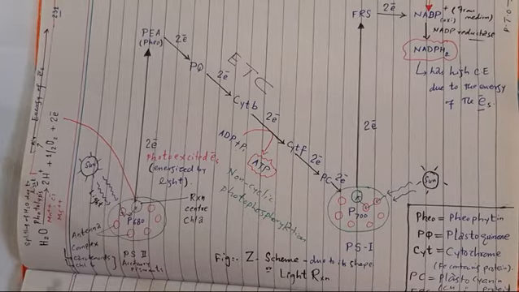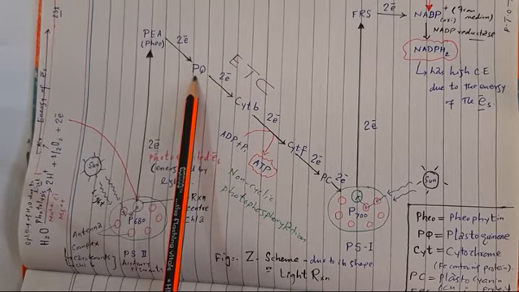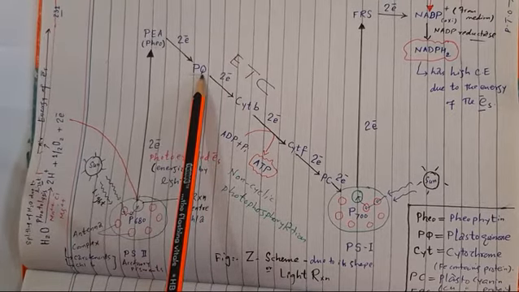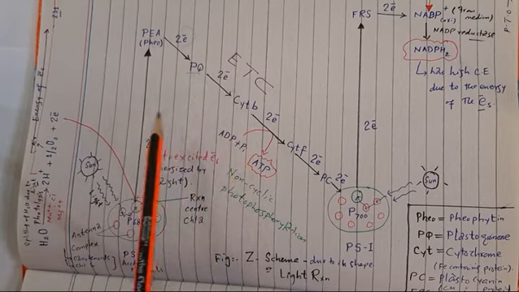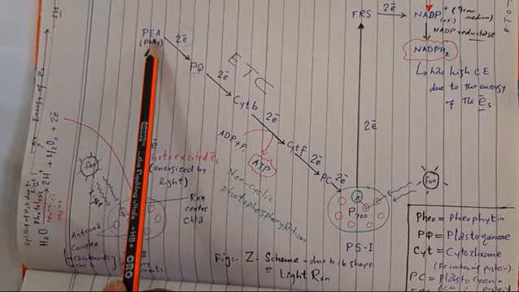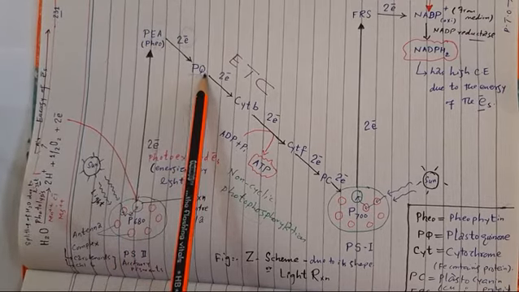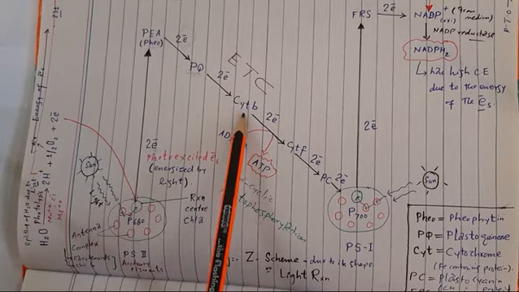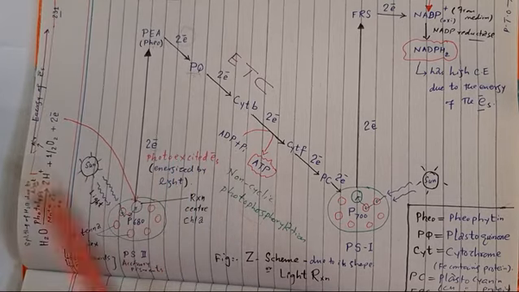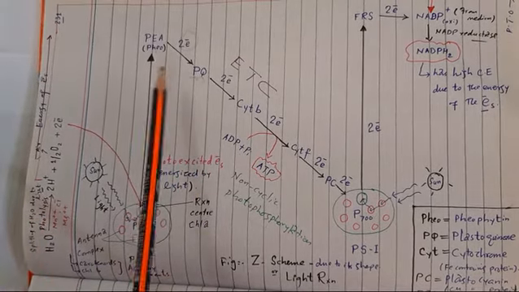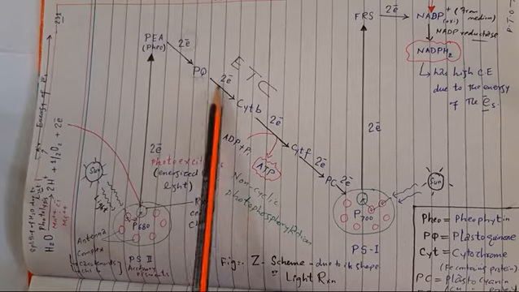Now the third step is that each molecule in the electron transport chain is alternately reduced when it gains electrons and oxidized when it loses electrons. For example, plastoquinone gains electrons from the primary electron acceptor, so it is reduced, and then it gives its 2 electrons to cytochrome b, so it is oxidized. So each molecule in the electron transport chain is alternately reduced when it gains electrons and oxidized when it loses electrons.